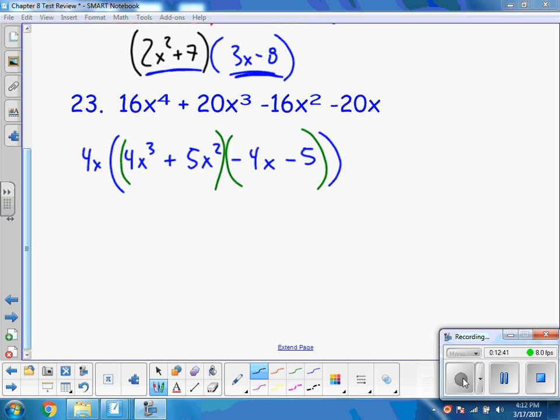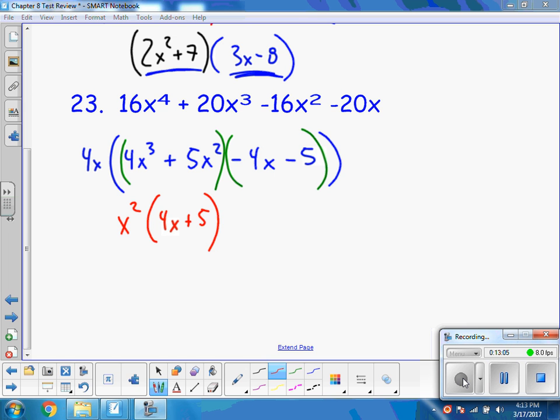GCF. Okay, I'm going to play this through just so if you're not sure where this is all coming from, I want you to see it. So I factored out a 4x from everything, and the green represents what I'm grouping. So I'm going to look at my first binomial here, and I can factor out an x squared, it looks like. And I'm going to be left with 4x plus 5.